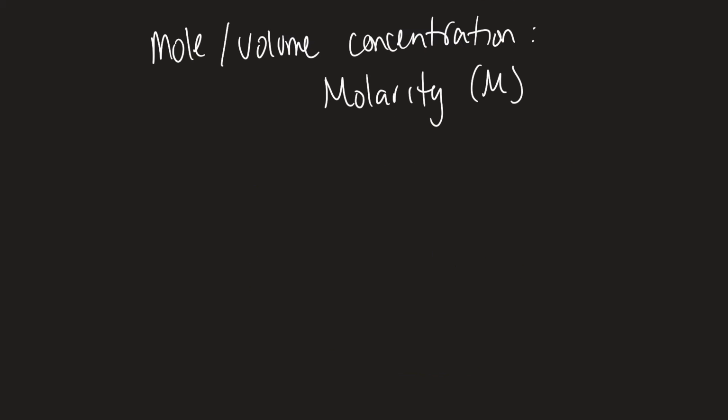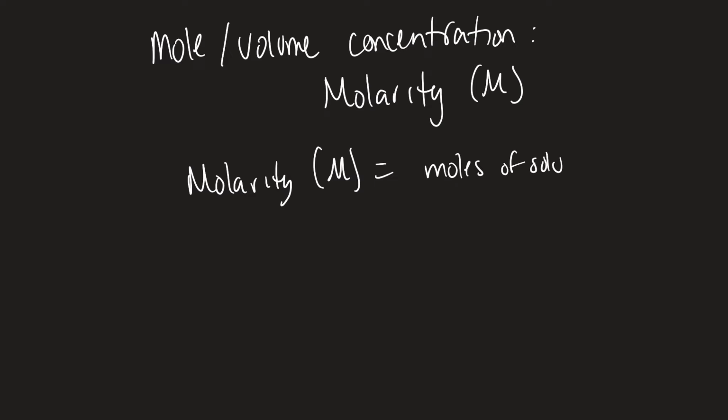So the last unit of concentration we're going to talk about is the one that's most generally used in chemistry. It's the mole volume ratio, where we're looking at the number of moles of solute dissolved per liter of solution. This is what we call molarity. Molarity, giant M, is the moles of solute divided by liters of solution. This is the general formula for molarity.